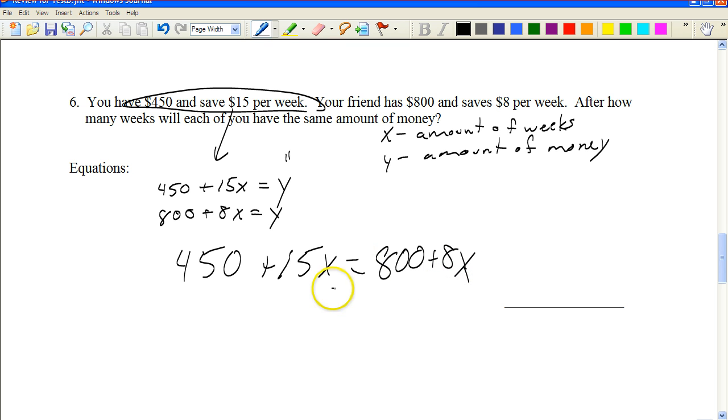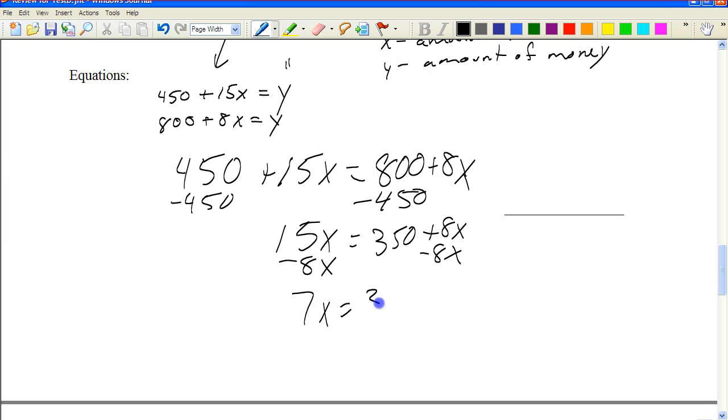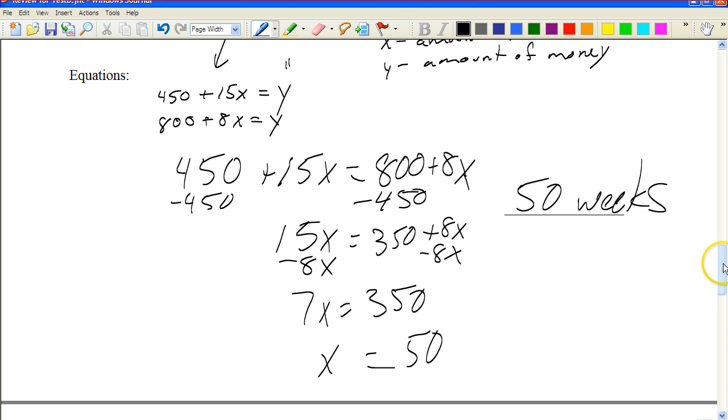So I'm going to minus 450 first. That sounds good. So we're going to get 15x equals 350 plus 8x, minus 8x, minus 8x. We're going to get 7x equals 350, and x is going to equal, divide by 7, 50, so 50 weeks. Great job, guys. Keep it up. Next problem.